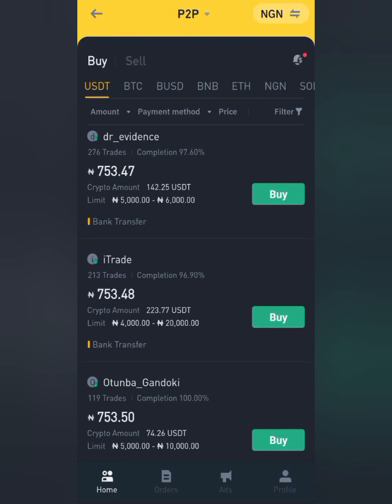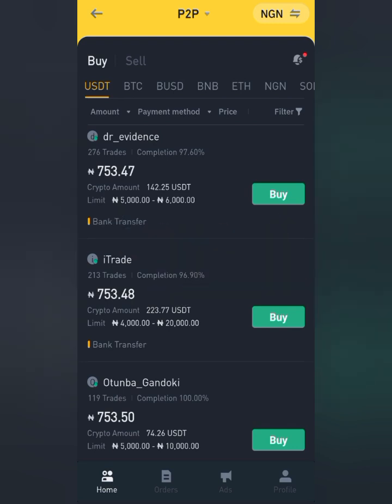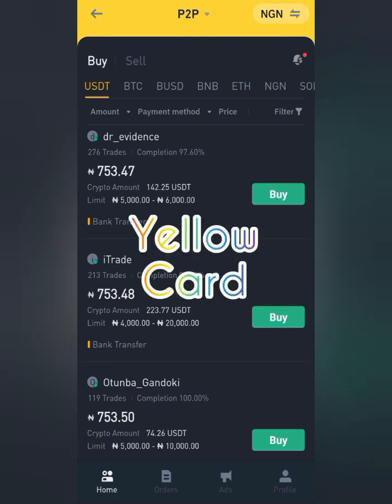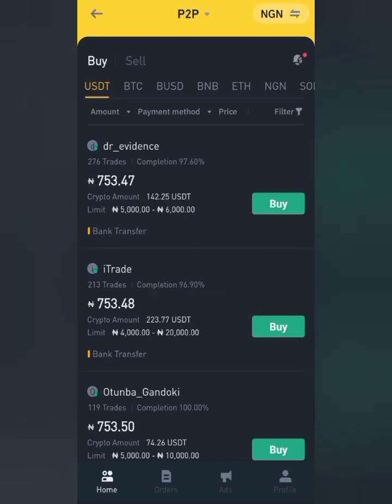Of course, in some cases you might be able to if you have maybe the Eversend app. It's possible, but it's not profitable. I have to tell you that up front. Any of the apps you're using now, whether it is Eversend, AfriX, or Yellow Card, all of these are no longer profitable because it's all at black market rates. Okay, so let's get back into what we're doing.